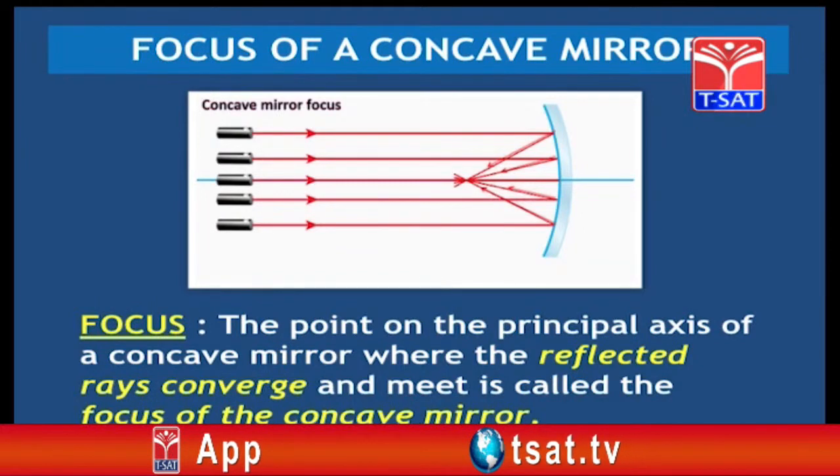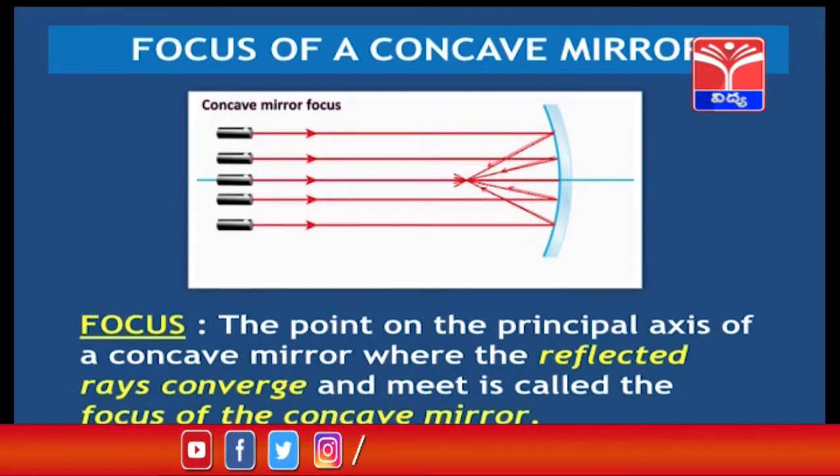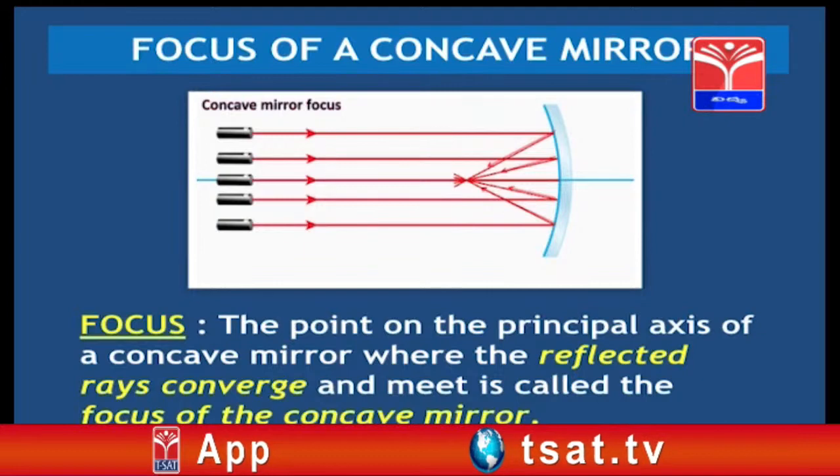Okay children. So, light rays coming from infinity are parallel to the principal axis, and after reflection they all meet at the focus of the mirror. This is the focus of a concave mirror.